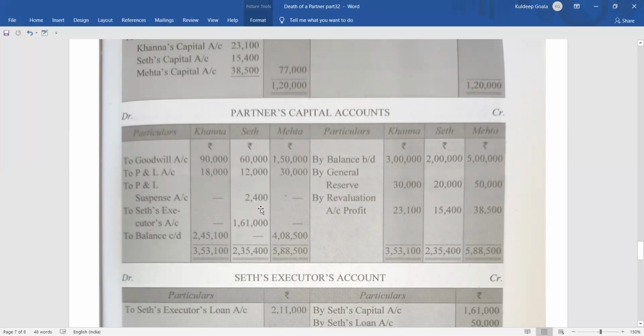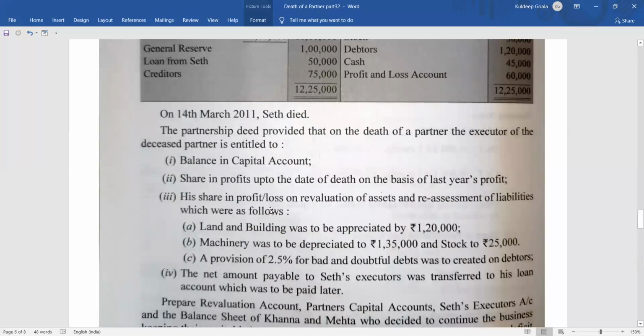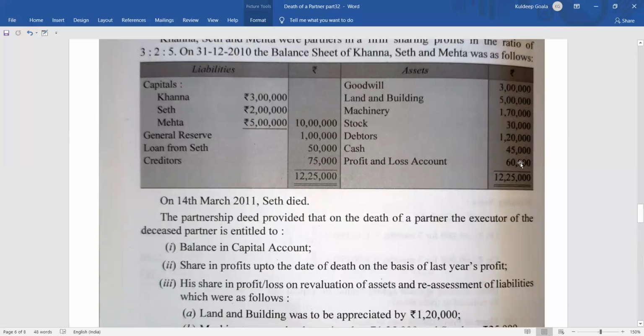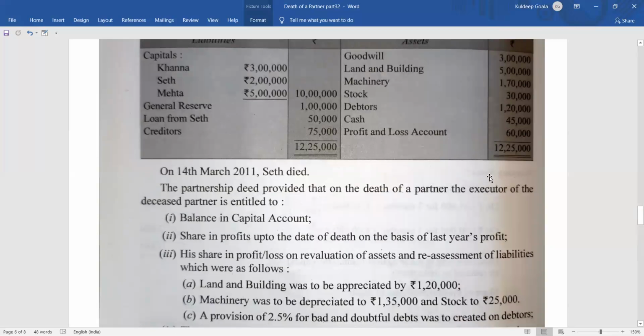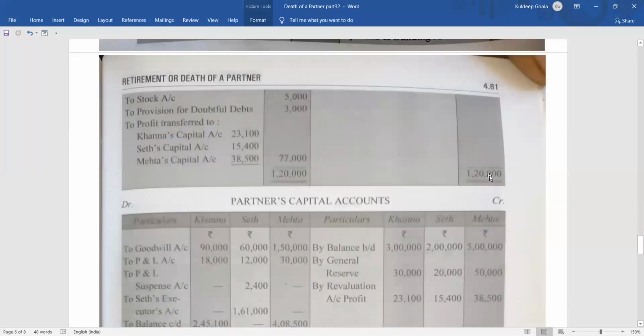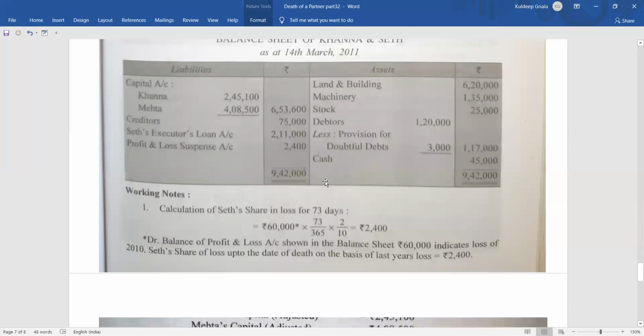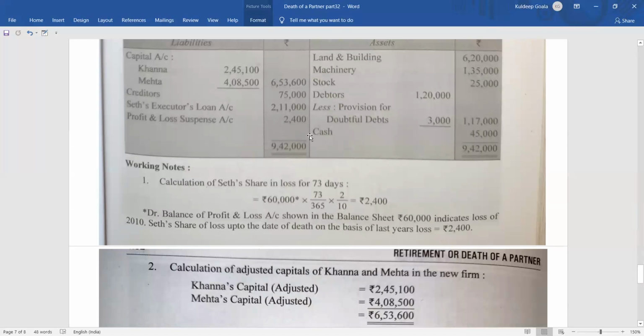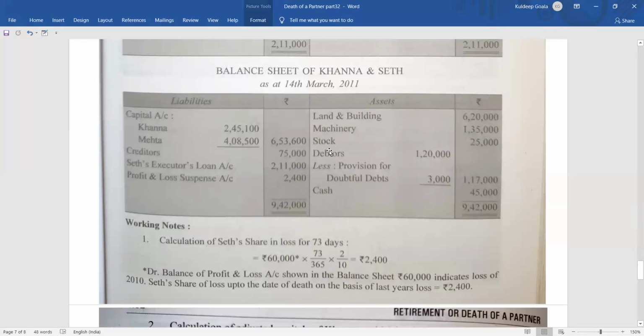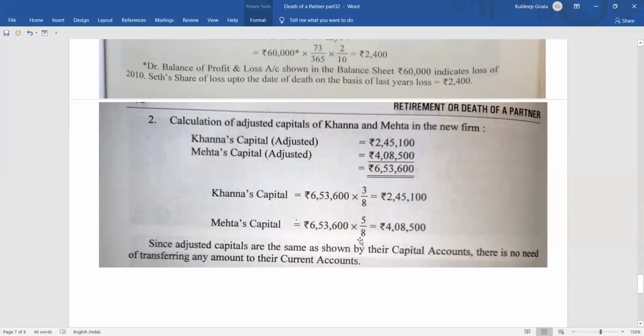Partners, the general entry for this 2,400 is set's capital account debit to profit and loss suspense account. Why? Because there was a loss. You can see profit and loss was appearing on the asset side as 60,000. So it was the accumulated loss, and that is why the general entry will be like this: set's capital account debit to profit and loss suspense account. So that is why profit and loss suspense is appearing on the liability side as 2,400. If this had been a profit, then it would have appeared on the asset side. Okay, is it clear? I hope all of you understood that.